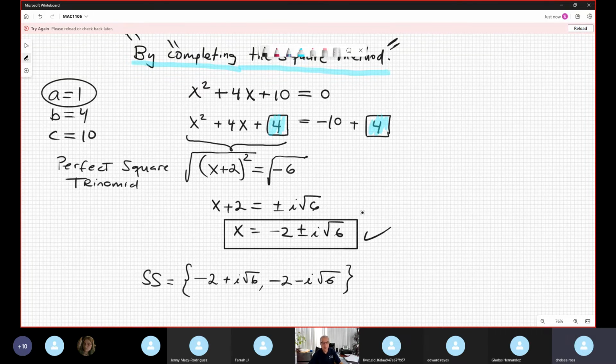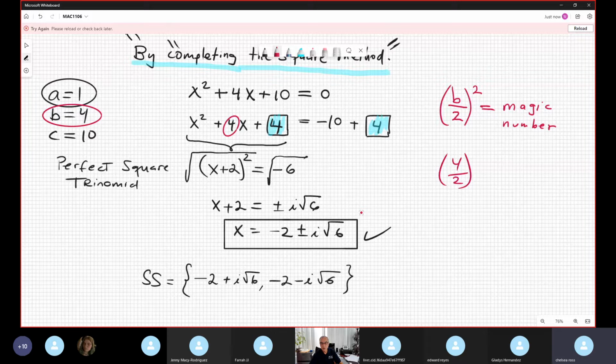Now the question is, professor, where does this 4 come from? This 4 comes from taking B, which is 4 in our example, B divided by 2, always divided by 2, and squared. It's a formula to find the magic number that completes the square. 4 divided by 2 is 2, and 2 squared is 4. That is the reason this 4 is this 4.